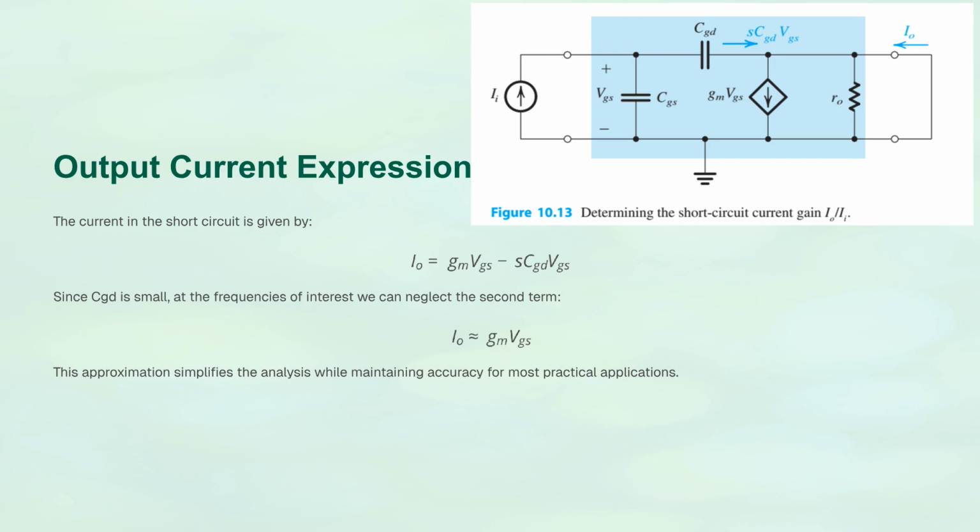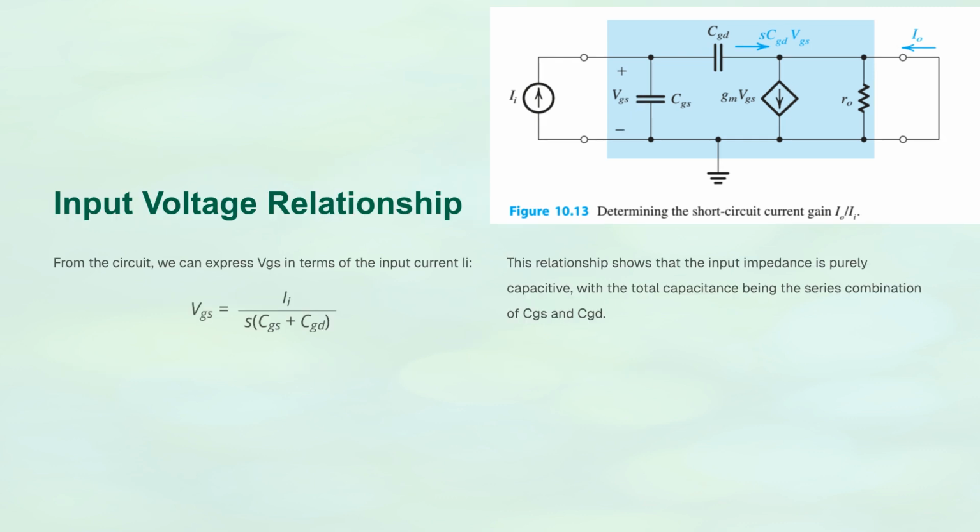The output current is expressed by the formula shown. Since CGD is small, the second term can often be neglected at the frequencies of interest. This approximation simplifies the analysis significantly. The input voltage, VGS, can be expressed in terms of the input current, I_i. This relationship confirms that the input impedance is purely capacitive, where the total capacitance is the series combination of CGS and CGD.